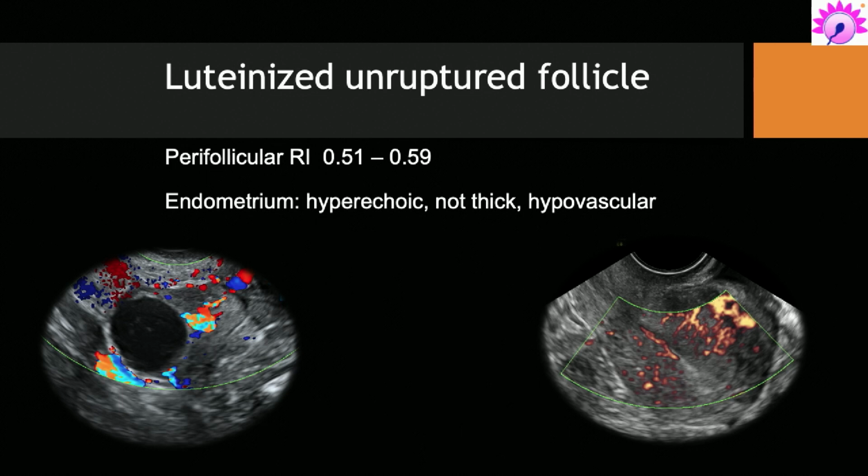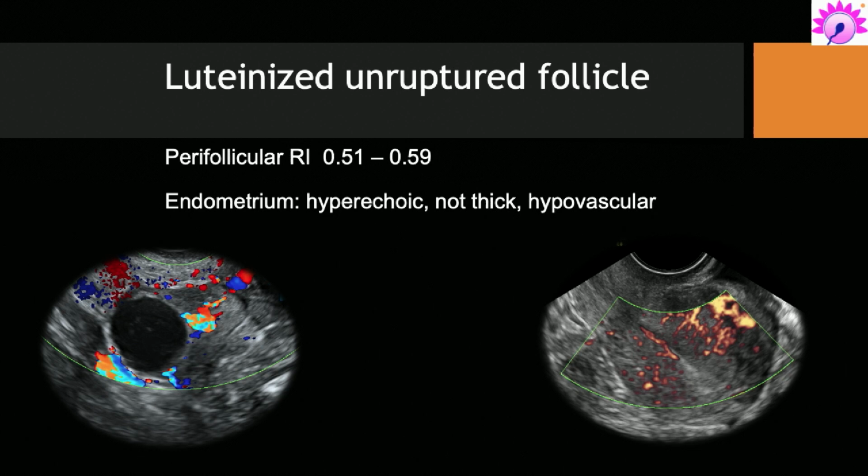There will also be a mild hyperechogenicity, but if you put on a Doppler, because the progesterone level after that does not rise, the vascularity will be scanty, and whatever vascularity is there will be a high resistance flow where the RI will be more than 0.6. If you look at the uterine artery PI also, it will be more than 3. So these are the signs which tell me this is an LUF.